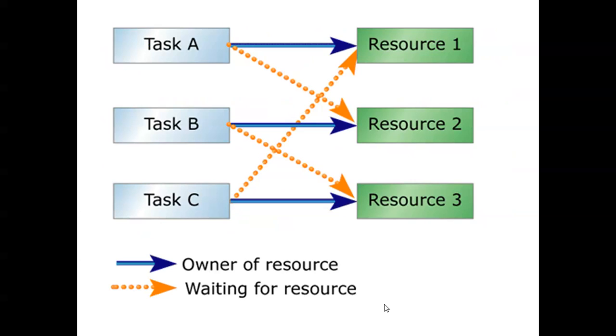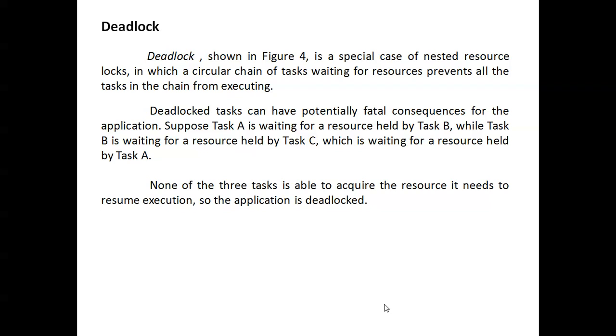Then see task A, task B, task C. So here also resource 1 and task A, consider resource 2 and task B, it will go to resource. Waiting for resources is orange color. Owner of resources is blue color. Deadlock. Deadlock is a special case of resources where a circular chain of tasks waiting for resources prevents all the tasks in the chain from execution.